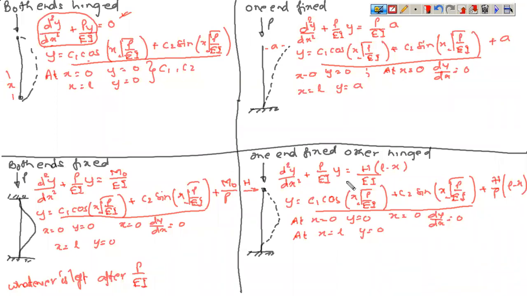Now let us come to the solutions of this problem. If you look at the solutions of this problem, the crippling load P was found out to be pi square EI by L square. The solution for this came out to be P is equal to pi square EI by 4L square.